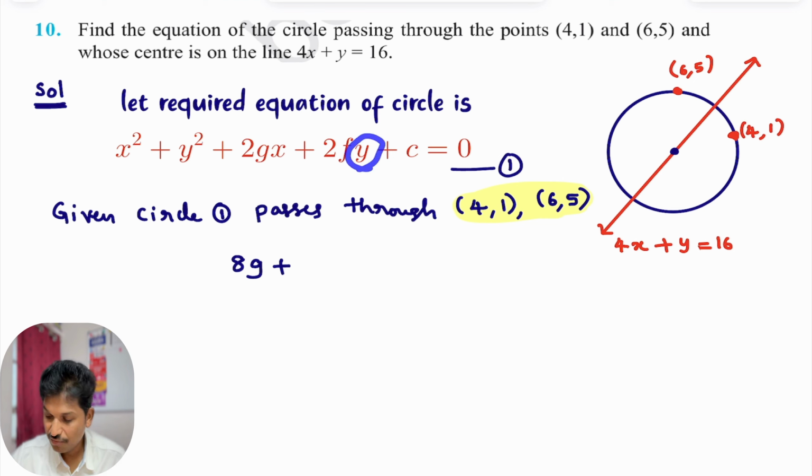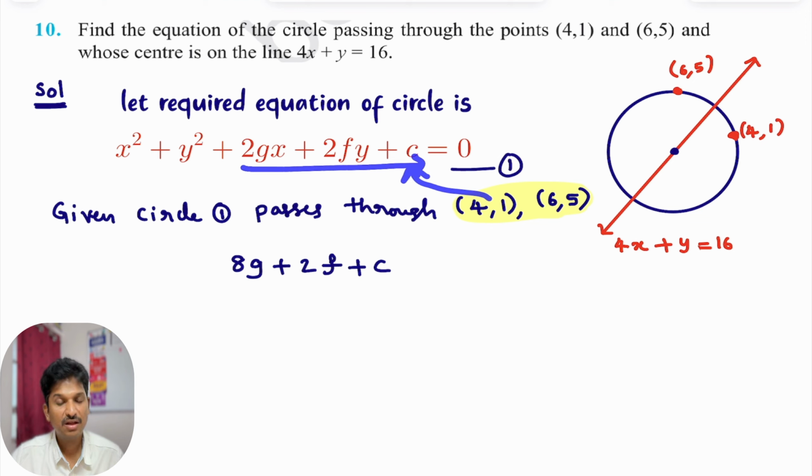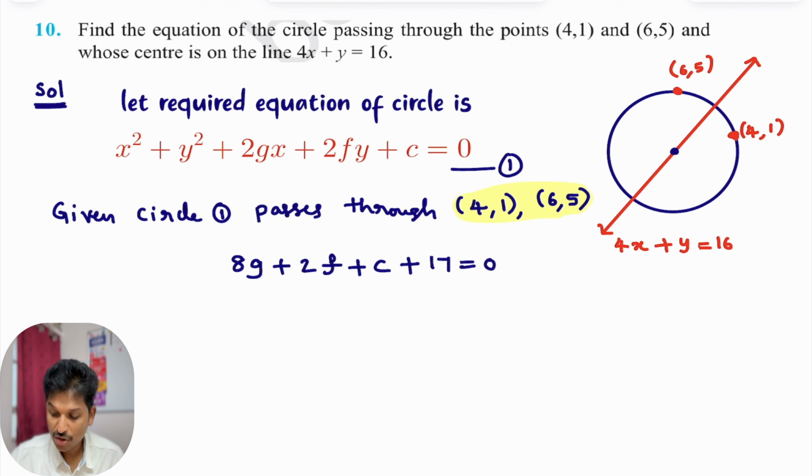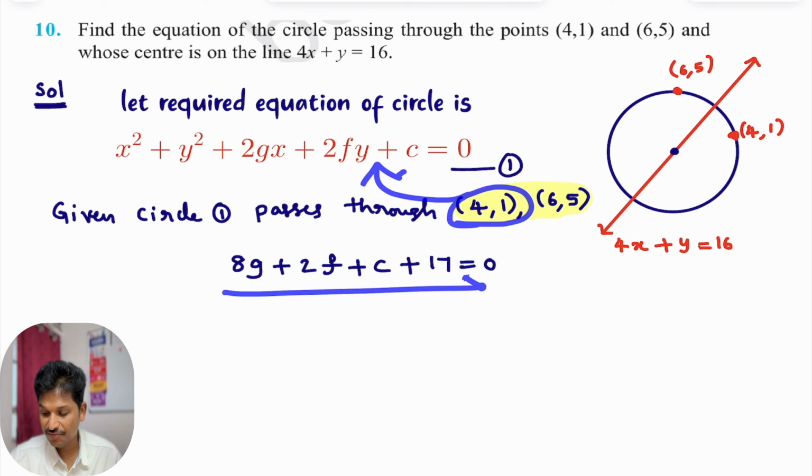Here, in place of y, I'll write 1, then this term will become 2f plus. Here c is there, that I'll write. So I started substituting this point in this equation. Now x square plus y square, that is 16 plus 1. 16 plus 1 is 17. Plus 17 equal to 0. When I substitute (4, 1) in this circle equation, I got an equation in terms of g, f, c.